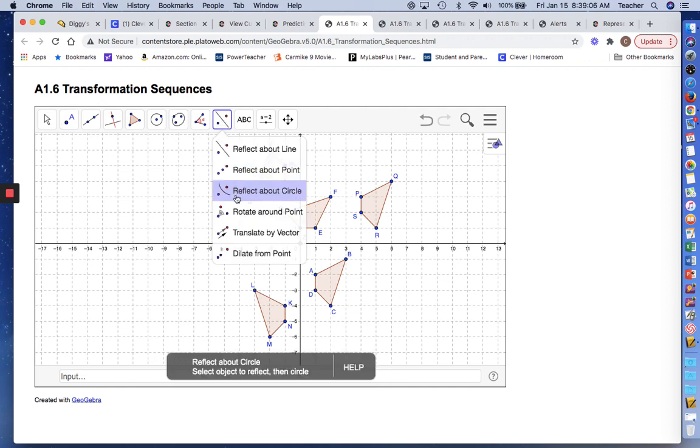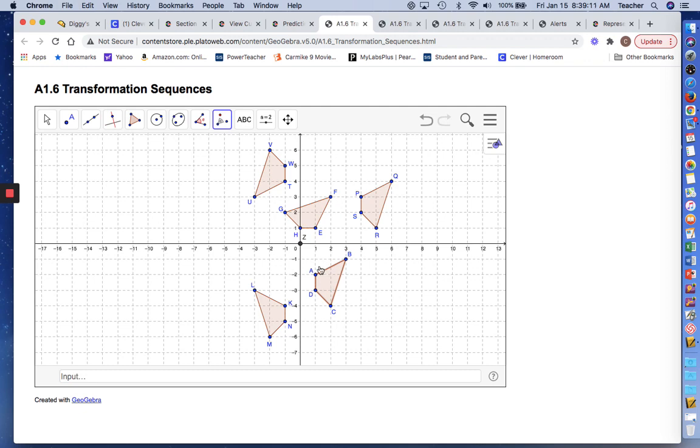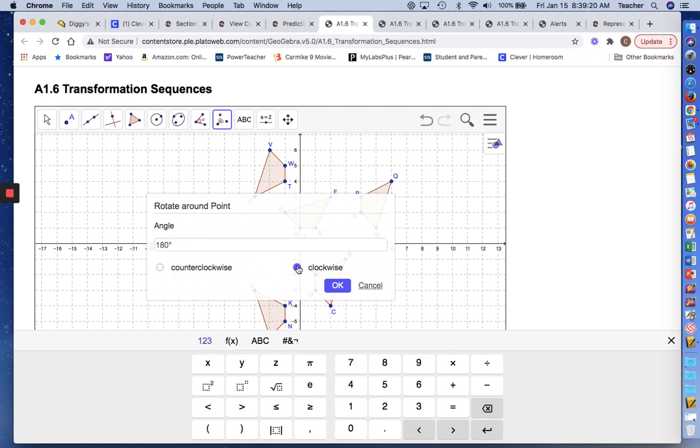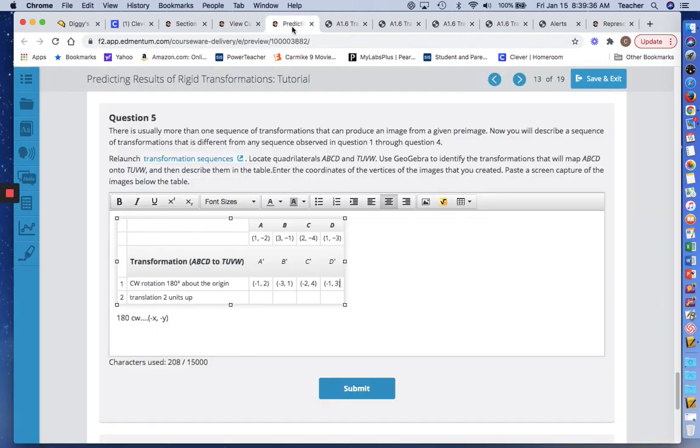Now I'm going to click rotate around a point. Click my original figure and the point I want to rotate around. They want it to be 180. Not that it really matters on a 180, but I am going to click clockwise because that's what they say to do. I'm going to hit OK. So there it is. Clockwise, boom, there it is. So this A'B'C'D' has the same coordinates as me doing the cheat code.